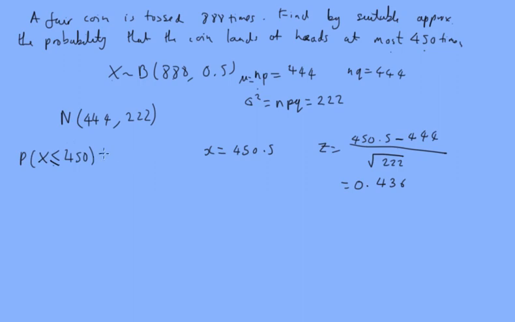So the probability is going to be approximated to the probability when z is less than or equal to 0.436, which equals the phi function of 0.436, which comes out at 0.6686, which we can round up to 0.669. So the probability that you get heads at most 450 times is 0.669. So I hope that all makes sense.